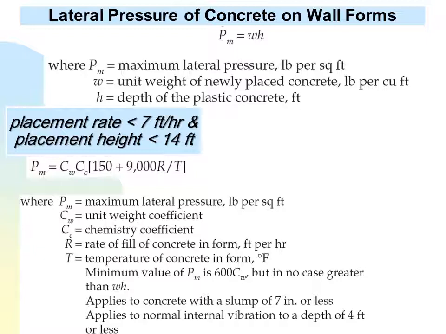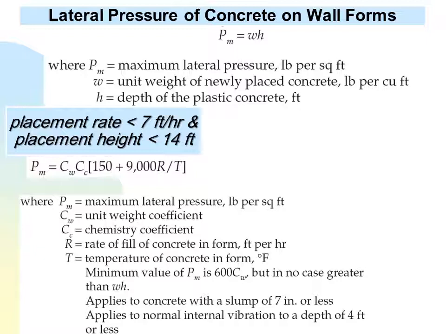However, the upper and lower bounds of these formulas are a minimum value of 600 times CW, based on pounds per square foot units, and the maximum is W times H. However, these equations are based on something very important: they could apply only when the slump is 7 inches or less. 7 inches is 17.5 centimeters.